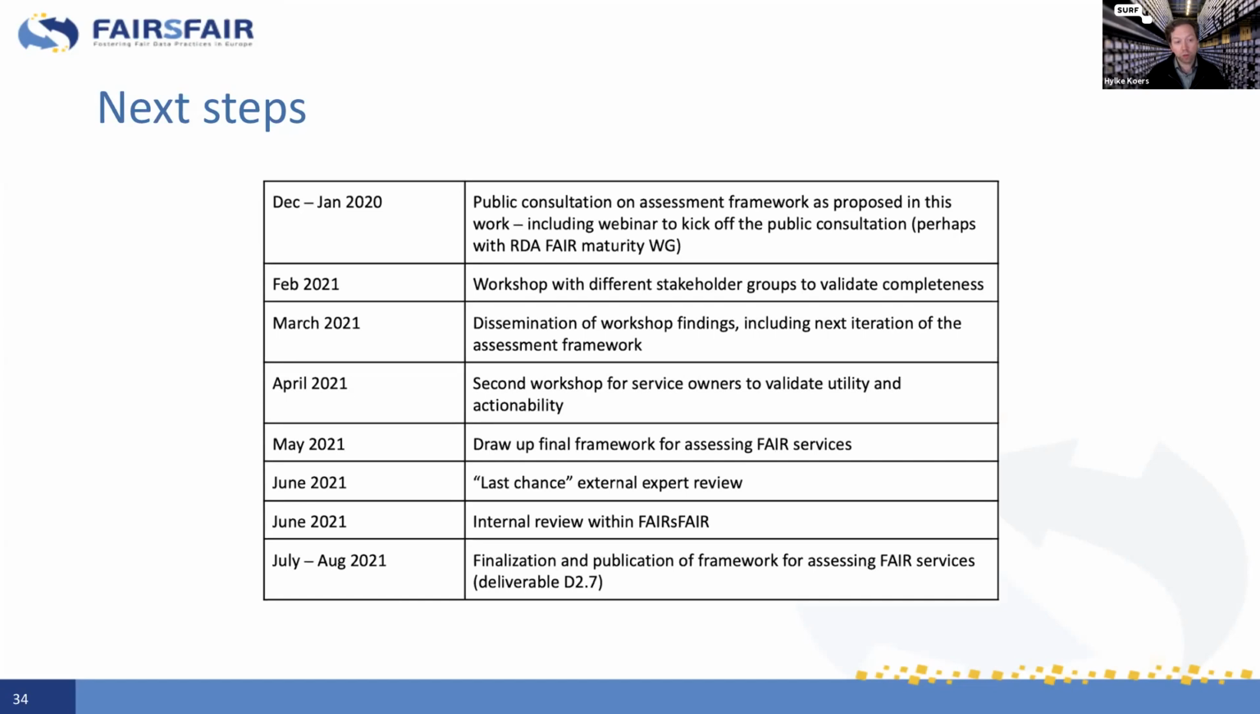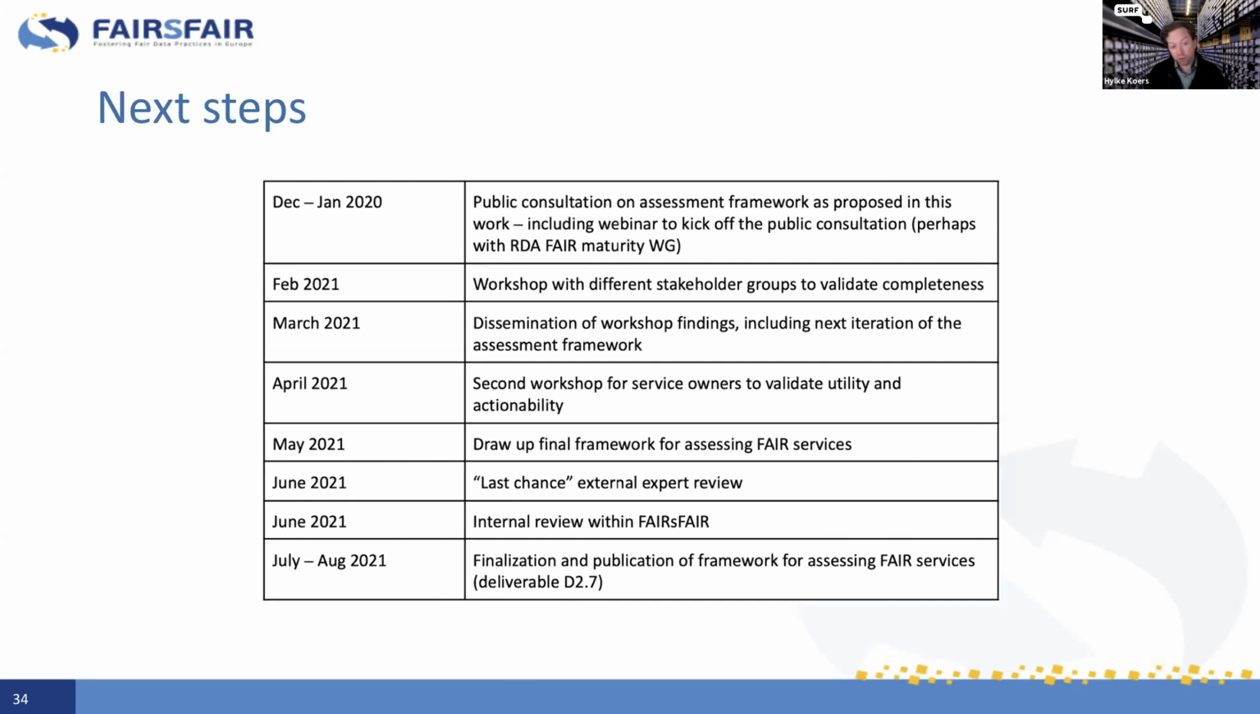We are planning a workshop in February, open to everybody, but inviting different stakeholder groups to really validate mostly the completeness of the framework. Are there important things that we have missed? Here we also want to go beyond the level of the objectives and start to look at the individual recommendations that were sourced from the literature, the interviews and the EOSC-hub session, all of the streams that Patricia talked about. Then in March, we are planning to disseminate the findings and work on the next iteration of the framework.